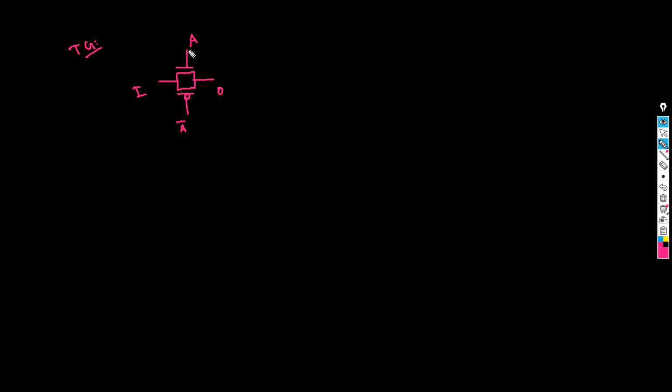Now when A is 1, what happens to the circuit? See, this is the NMOS and this is the PMOS. Both are just connected to each other. So it's like kind of this. Say like this, simple.